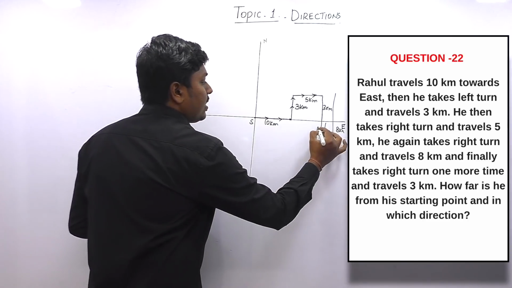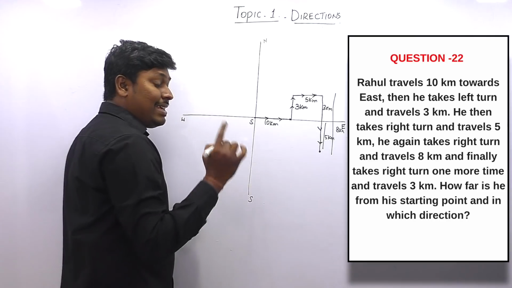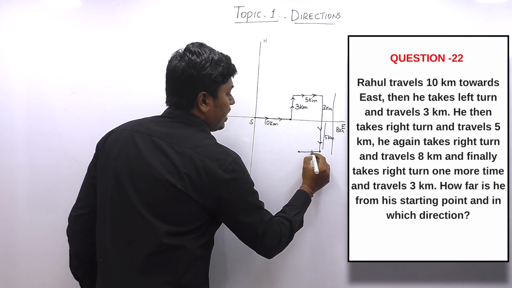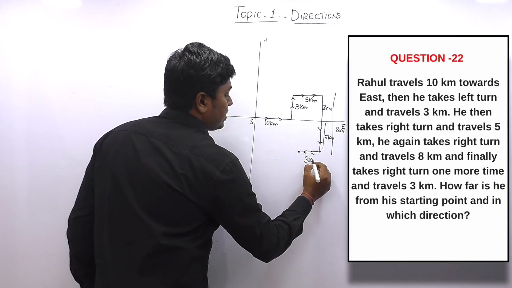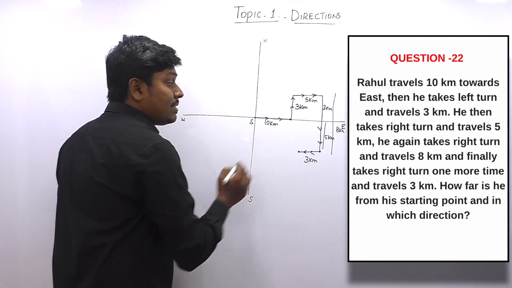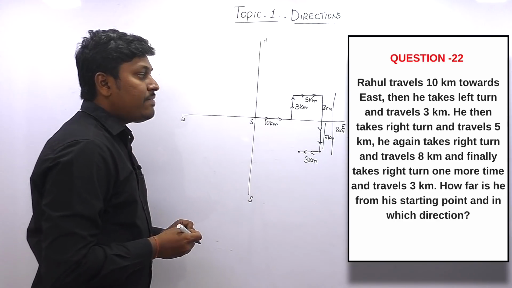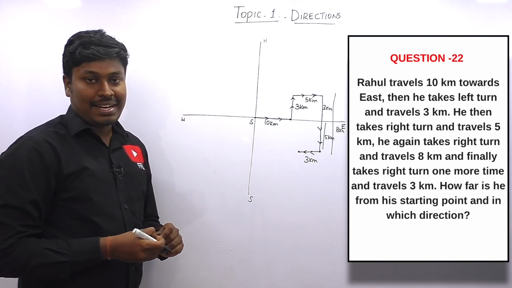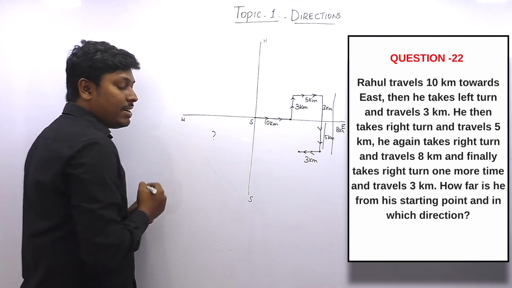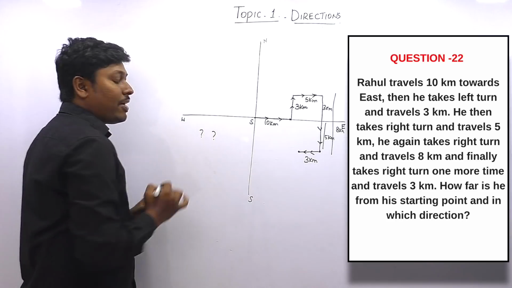So from this point, he is taking a right turn and he is covering 3 kilometers. So the right hand side will be this side. So he is taking a right turn and travels 3 kilometers. This will be the ending point, right? Yeah, this is the ending point. So what is our target? How far is he from the starting point and in which direction? So we have to find two things. One is the direction, and also we need to find the shortest distance.